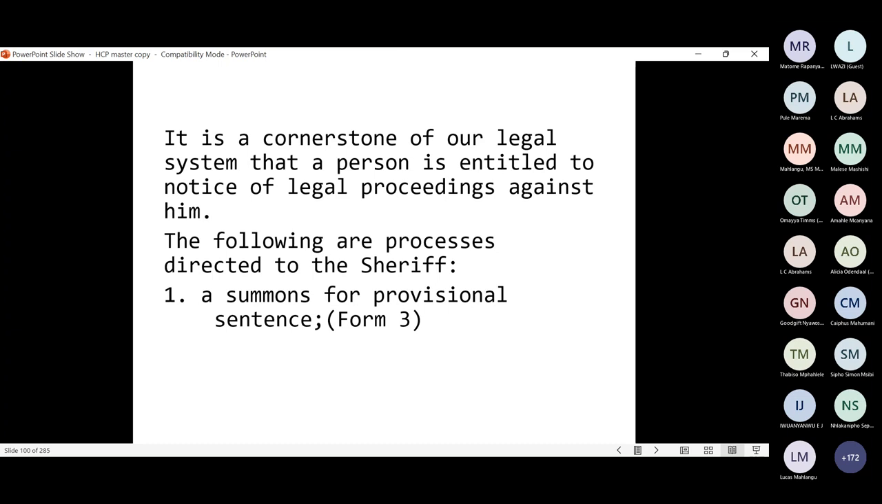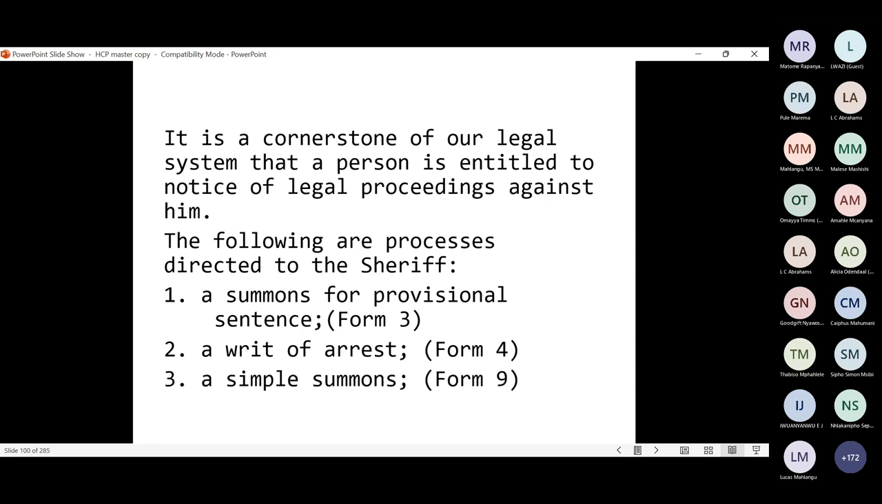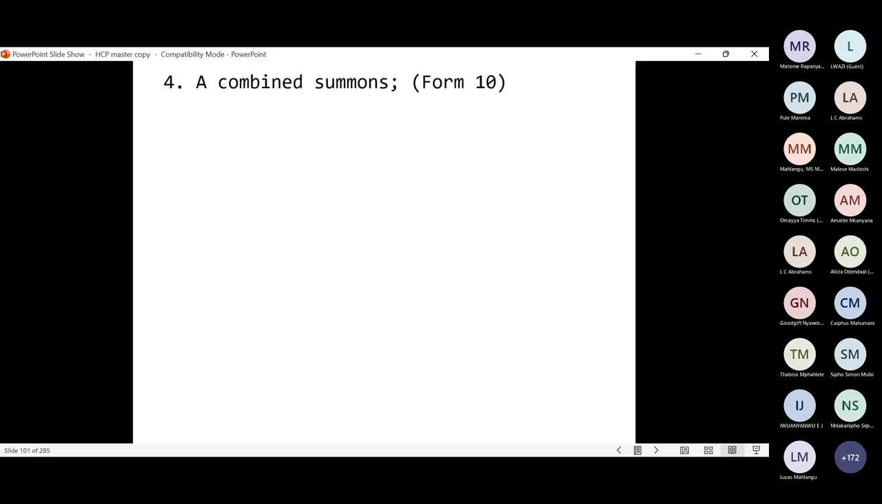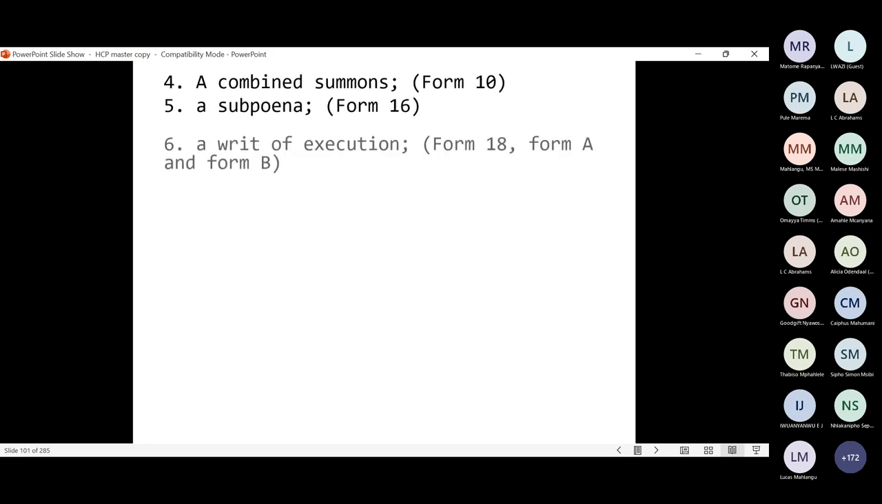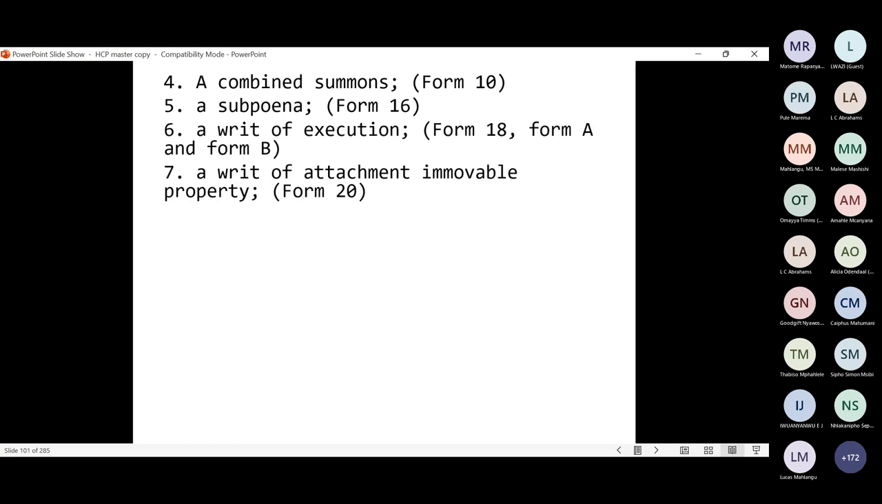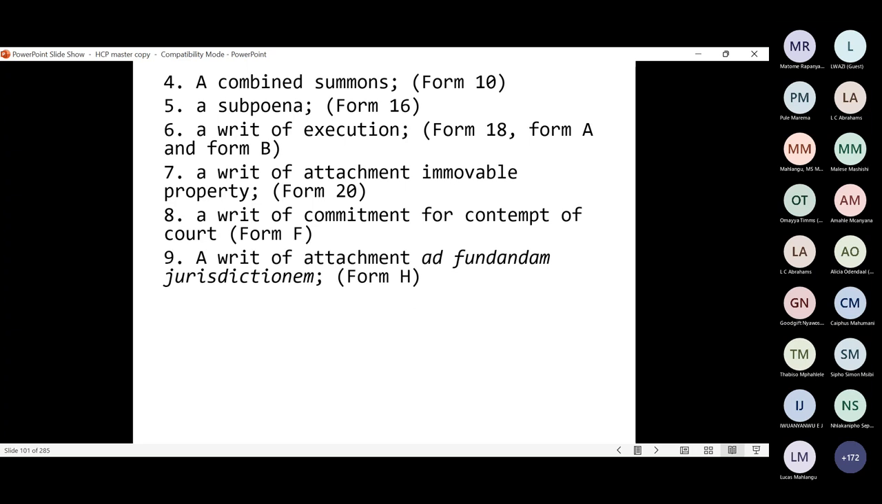Any other questions? None. Right, so these processes are all addressed to the sheriff to go and serve. It's a writ of arrest, a simple summons, a combined summons, a subpoena, a writ of execution of judgment, a writ of attachment of immovable property, a writ of commitment for contempt of court, and a writ of attachment ad fundandum jurisdictionem, attachment to found jurisdiction. Right? And okay. A notice of, yes?